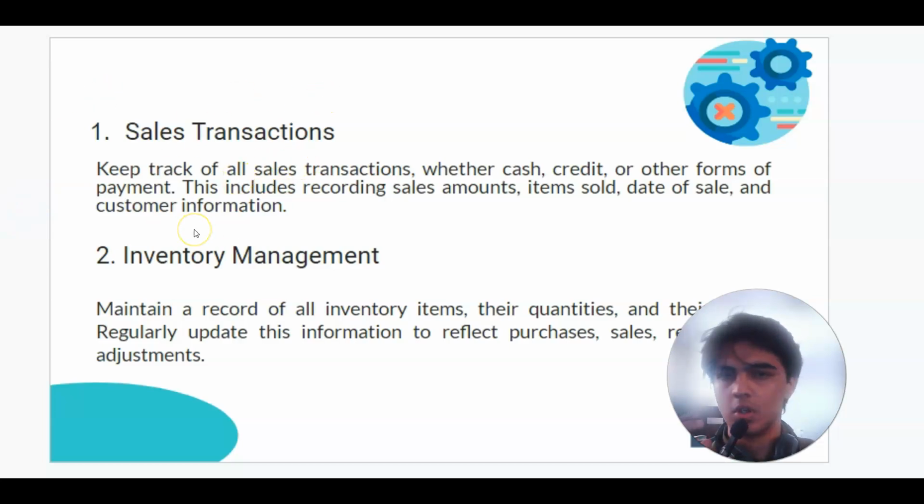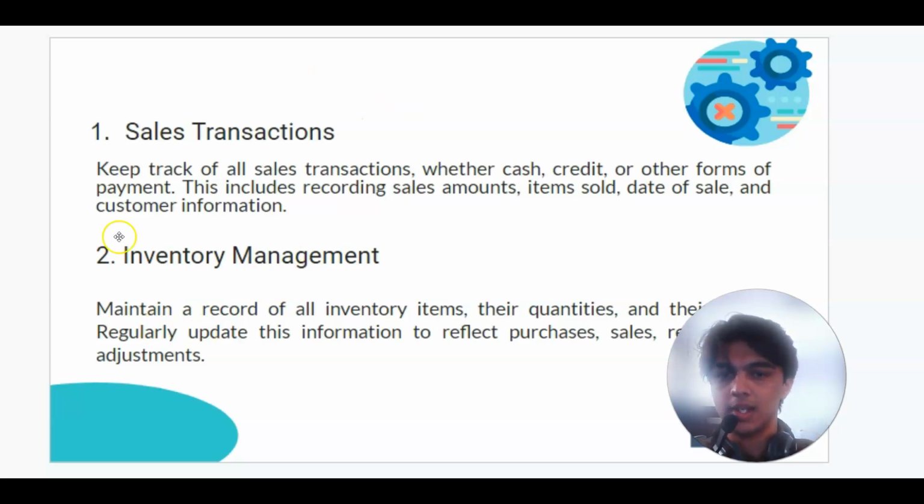In sales transaction, you will need to record and track all the transaction that you do in your business. Like if you are doing transaction in cash, or if you are doing transaction in credit card form, or even if you are giving them checks, then you have to keep track of all these things. And this will also include some of the information like your sales amount, your item that you have sold, and the date of sales, and the customer information to whom you are selling all these things. That all has to be properly and accurately recorded and tracked.